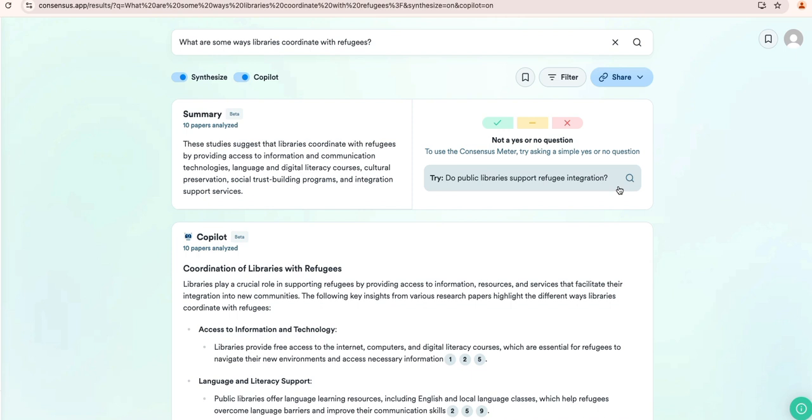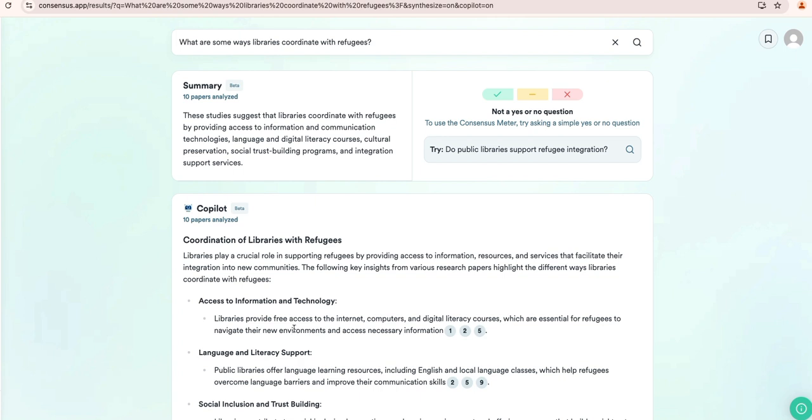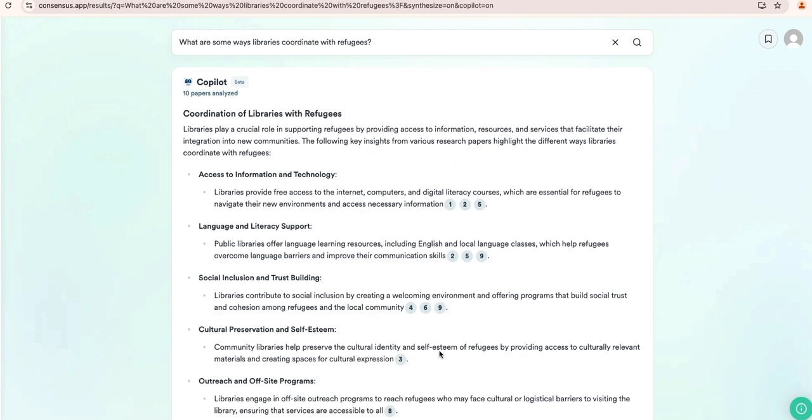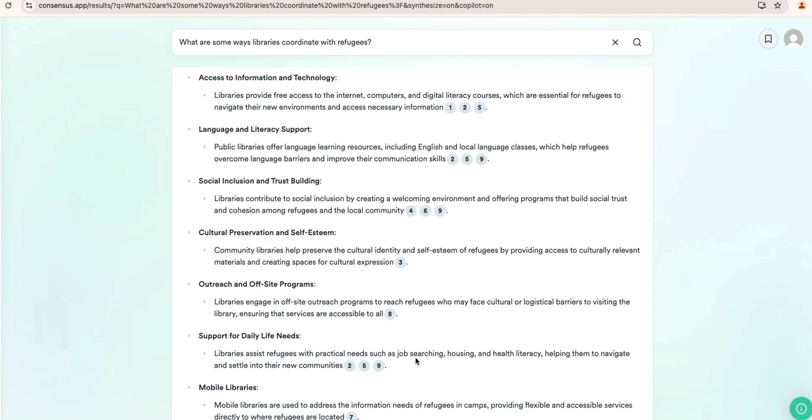I think oftentimes people think this is associated more with science, but I think it works well for quote unquote non-scientific research, which is mainly what I'm doing, social science or education, library science. So Copilot here gets a little more in detail, and it looks at certain headings like access to information and technology, and then it lists papers 1, 2, and 5, and other things like language and literacy support, etc. It comes up with a bunch of different categories and comes up with a conclusion.